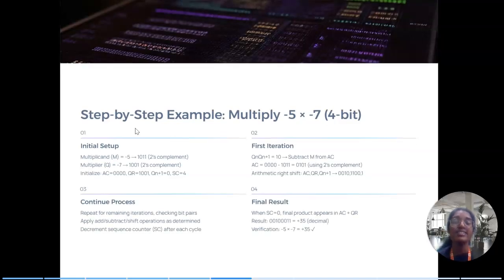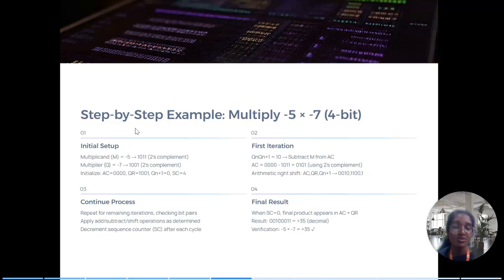Let's see a step-by-step example. Let's multiply minus 5 and minus 7, which is 4-bit. First, the initial step: the multiplicand is minus 5, and we have to convert that into two's complement. We know how to do that, right? And the multiplier, minus 7, we also have to convert into two's complement.